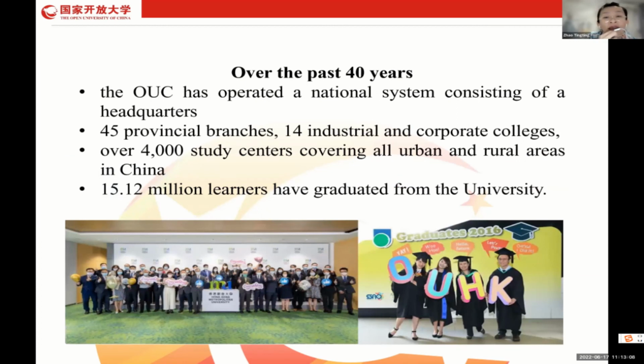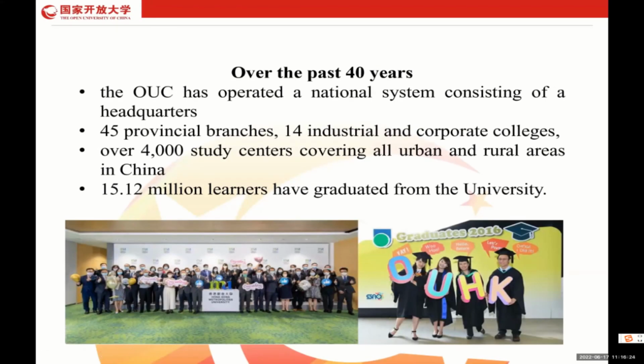For more than 40 years, OUC has operated a national system of headquarters and 45 provincial branches. In China, more than 15.20 million learners have graduated from our university in the past 40 years.